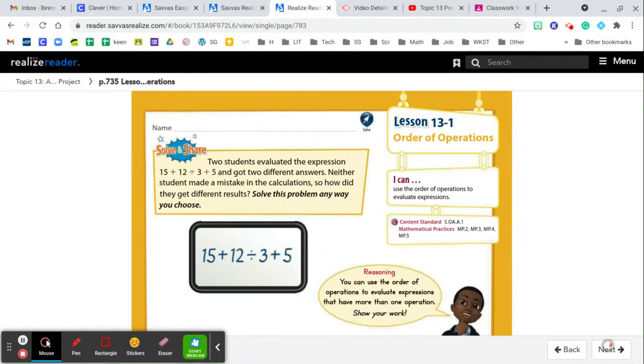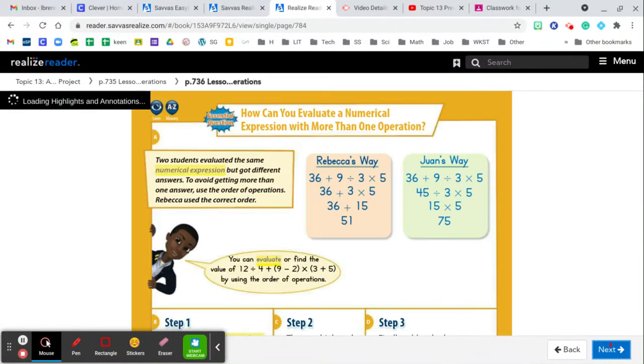They changed this program and it's a little bit more clicking. How can you evaluate a numerical expression with more than one operation? So you have to follow the order of operation. That's how you do it.